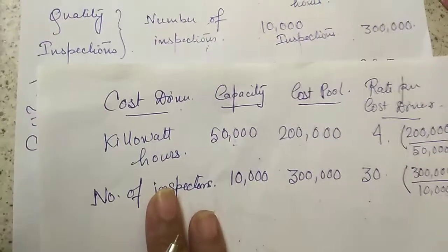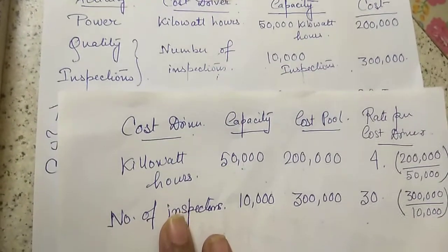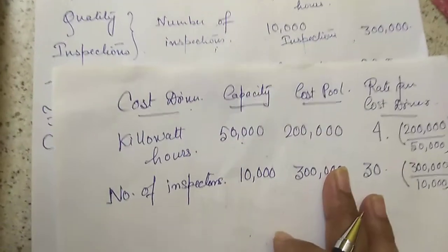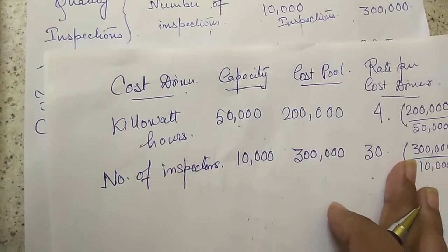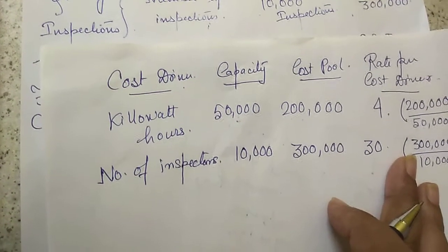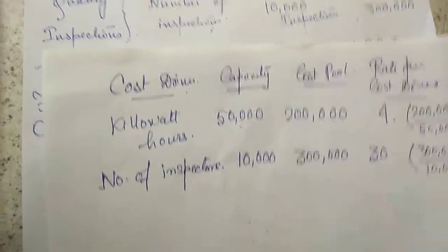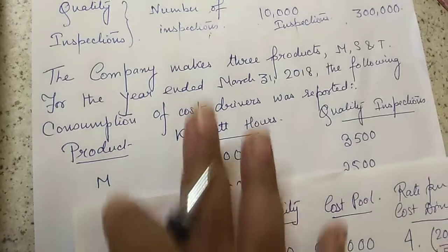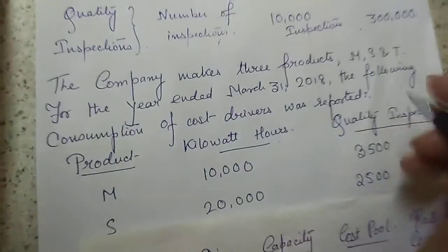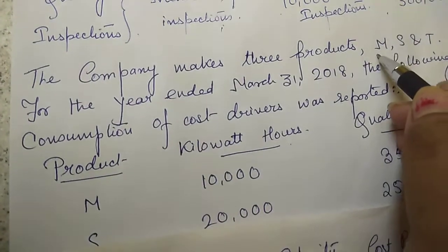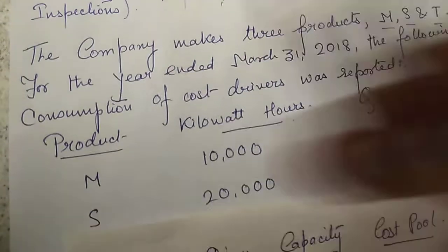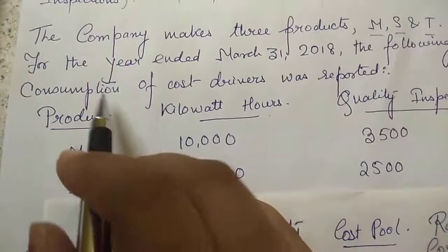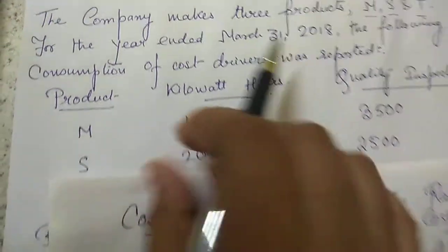We have identified the cost driver, found out the capacity of the cost driver, found out the cost pool, and so we find out the rate per cost driver. So the main portion of the sum is done. Let us continue further. The company makes 3 products, M, S and T. For the year ended March 31st, 2018, the following computation of cost drivers was reported.